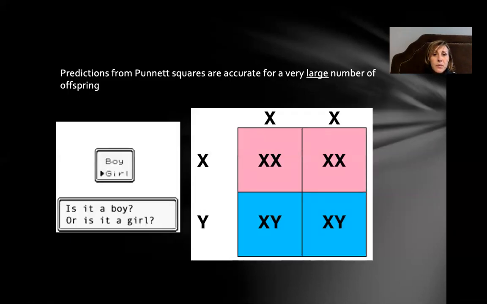Predictions from Punnett squares are actually accurate for large numbers of offspring. So if you know families, like I know my one friend, she has 5 kids and they are all boys. But each pregnancy, you have a 50-50 chance, and that starts over, and again, you're at your 50-50. So because you have 5 boys, doesn't mean the next time you get pregnant, you're gonna have a girl. It just doesn't work that way.